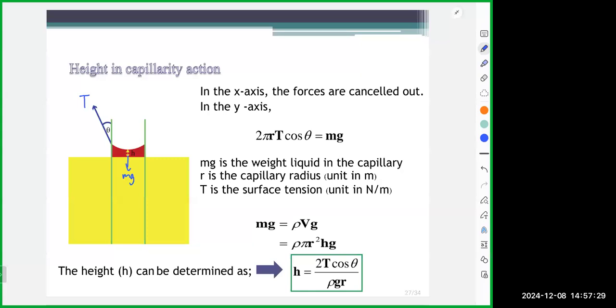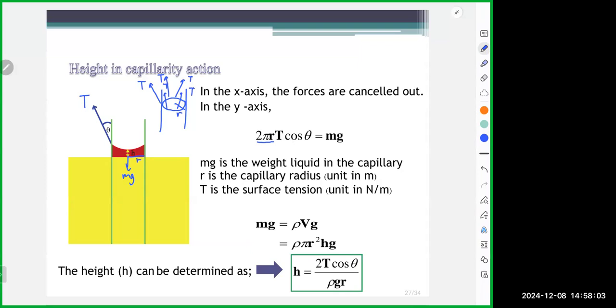So right here would be 3 dimensions. There would be T right here, T right here, T right here, T right here. That is the reason why you have to multiply by 2 pi r, where r is the radius right here.